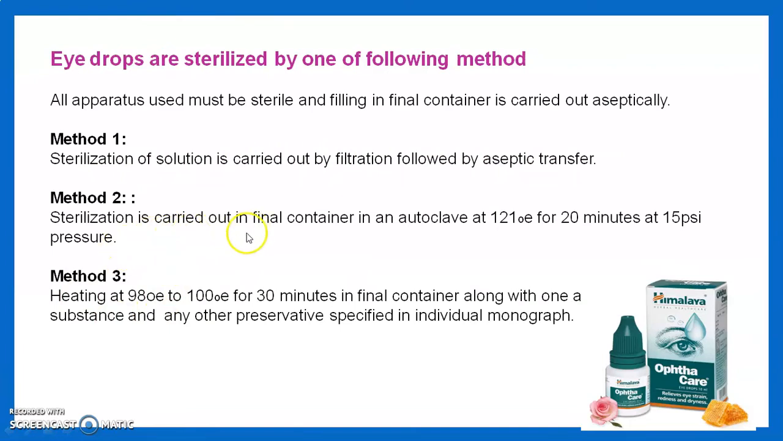Then the second method: sterilization is carried out in the final container, and we autoclave it at 121 degrees Celsius for 20 minutes at 15 lbs pressure. And method 3 is heating at 98 to 100 degrees Celsius for 30 minutes in the final container along with any other preservative specified in the individual monograph. These are the three methods which are used for the sterilization of eye drops.